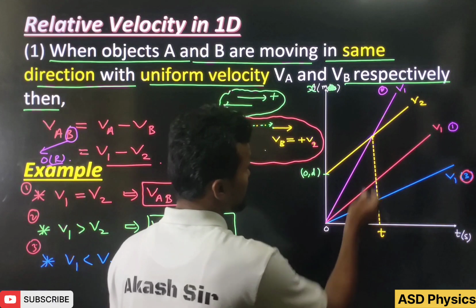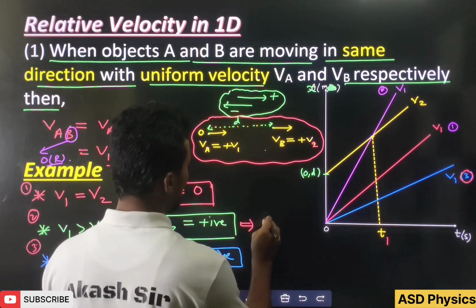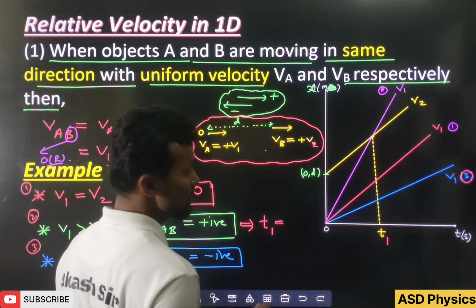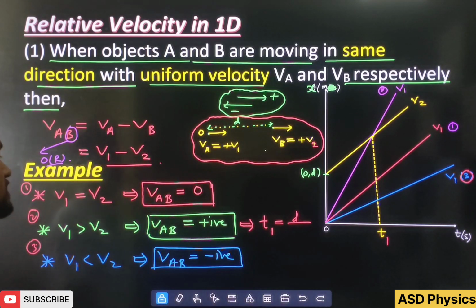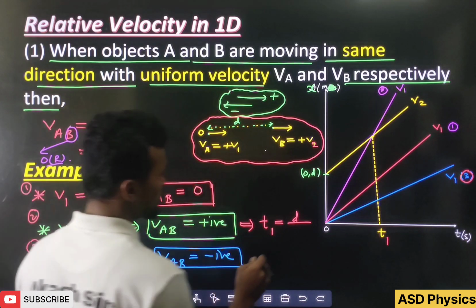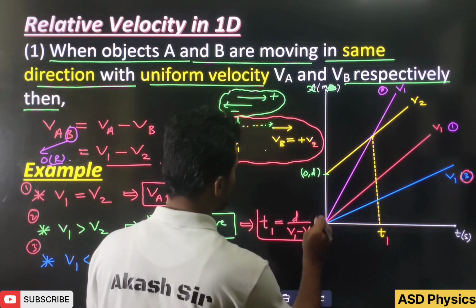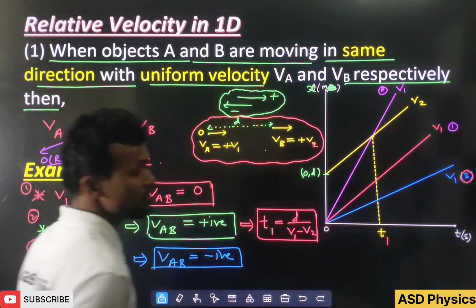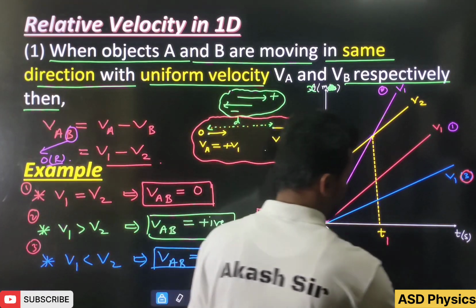Similarly, in this scenario, this is T1. In how much time will A and B meet here? The distance between them is D. What is there in this situation? V1 is greater than V2, so I can write V1 minus V2. T1 is D by V1 minus V2. After this much time, they will meet each other.